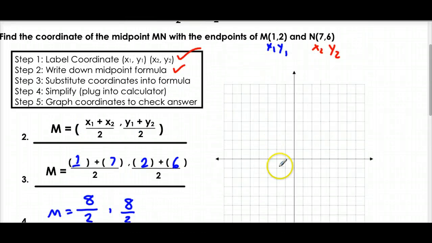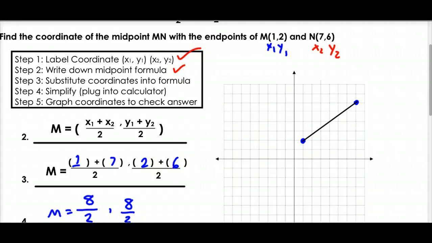So let's see if (4, 4) even looks like it's the midpoint of our 2 points, okay? So point M is (1, 2), which is 1, 2 over here. And point N is (7, 6), so it's 1, 2, 3, 4, 5, 6, 7, and 1, 2, 3, 4, 5, 6. Okay? And let's draw a nice little line there. Get a line going right here.